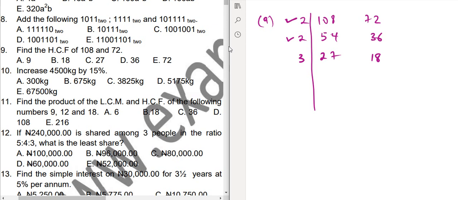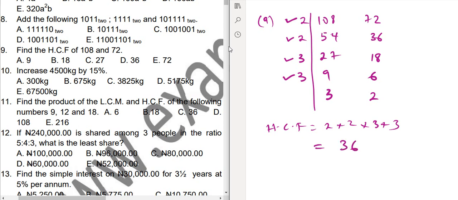3 into 27 is 9. 3 into 18 is 6. We take it because it divided both. 3 can still go. 3 into 9 is 3. 3 into 6 is 2. It also divided both, so we take. There's no number that can divide that. So what's the HCF? 2 times 2 times 3 times 3, and that's 36.